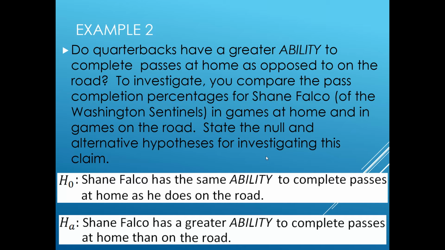So just remember that, there's two parts to every one. The null is always that they have the same ability in both conditions. And the alternative is always a different ability, whether it be greater than or less than. And that's based upon what the conditions are.